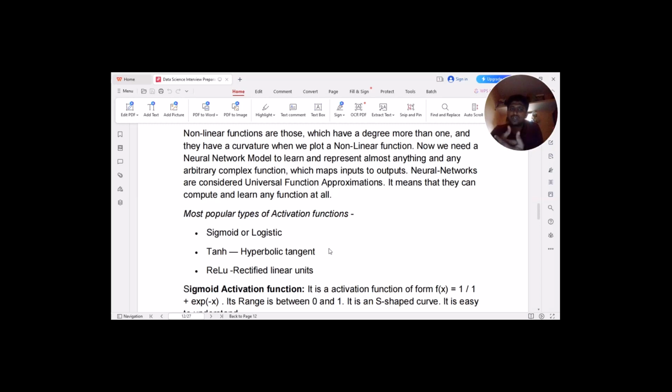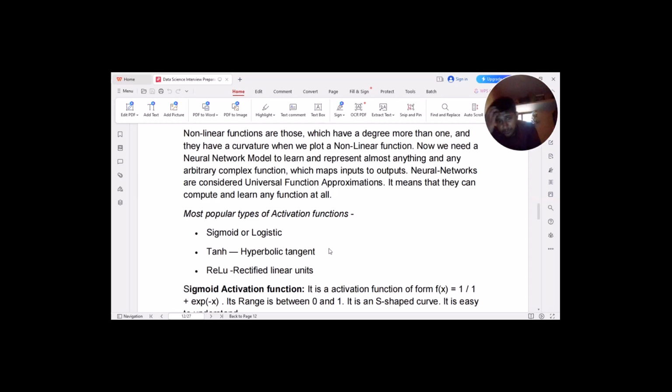Now we need a neural network model to learn and represent almost anything. Any arbitrary complex function that maps the inputs to outputs, neural networks are considered as universal function approximators. It means that they can compute and learn any function at all.